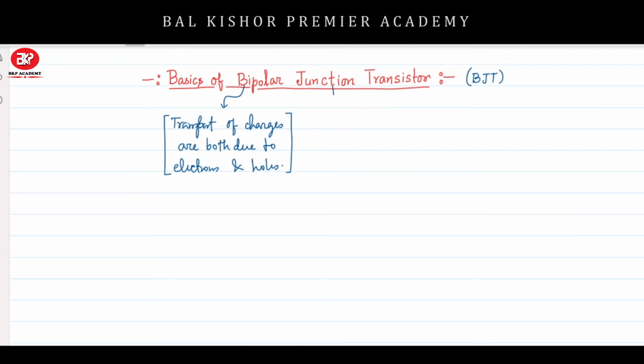Similarly, if we look at the junction terminology, the junction signifies that the device contains two p-n junctions connected back to back. That's why there is the name junction in the BJT.